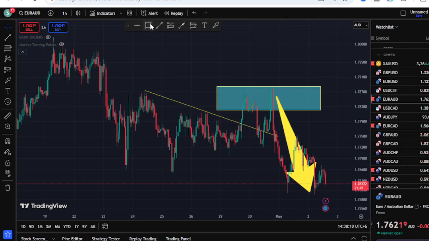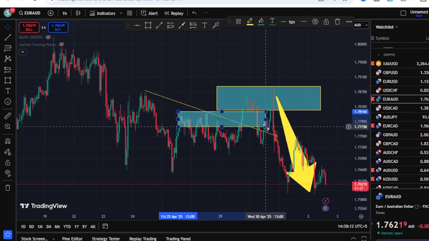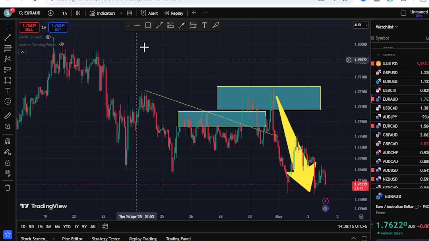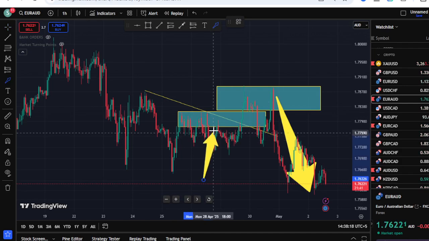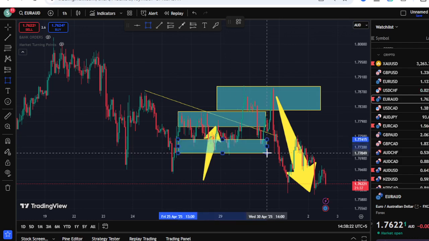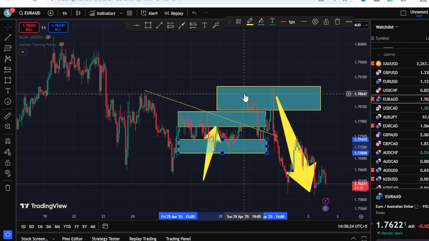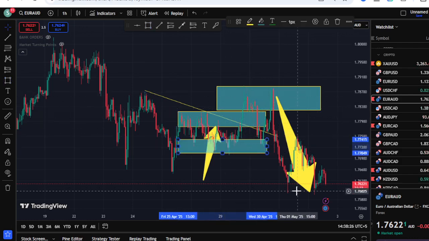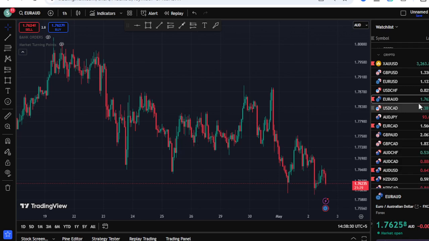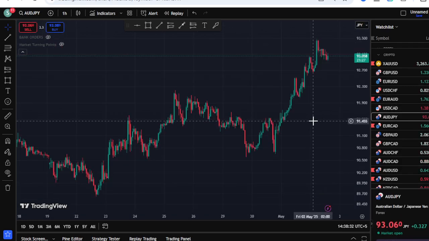And this is one more thing. This is the liquidity pool area. Look at this, I'm going to show you a second example of the liquidity pool. This is the liquidity pool area, and the lower side is also a liquidity pool area. So first of all, they hunted the upper side, and then they hunted the lower side. So be careful about liquidity pools. They matter a lot in your trading.